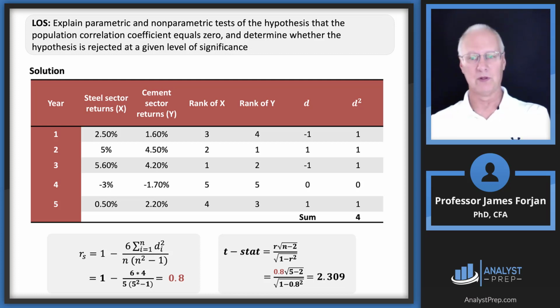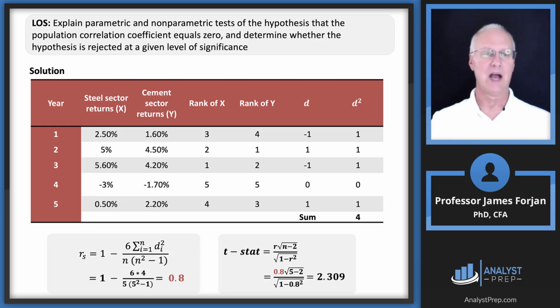And we can compute the t-stat using our regular old formula, and you get 2.309. So there's our t-stat, 2.309. Now, the reading is very interesting, and I'm always fascinated by how the CFA approaches this from a test-taking standpoint. There's a sentence in there that says, for small sample size, you need a special Spearman's table to find the critical value, which there's really no evidence and no documentation for inside of the reading. So I wouldn't worry about that too much.